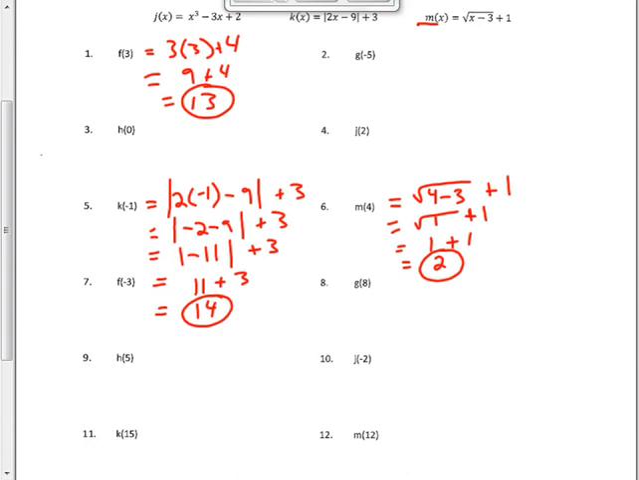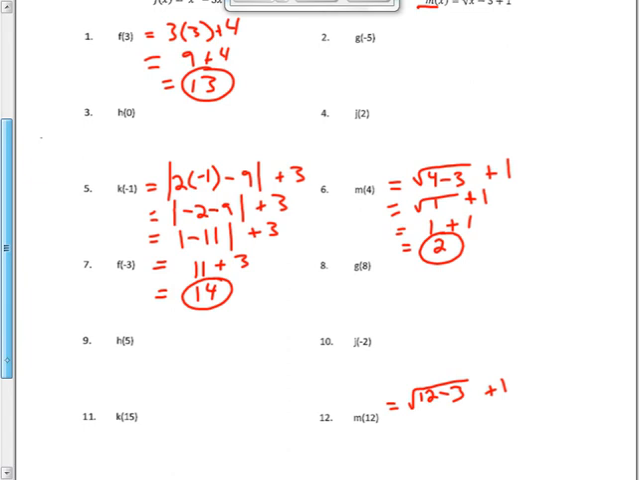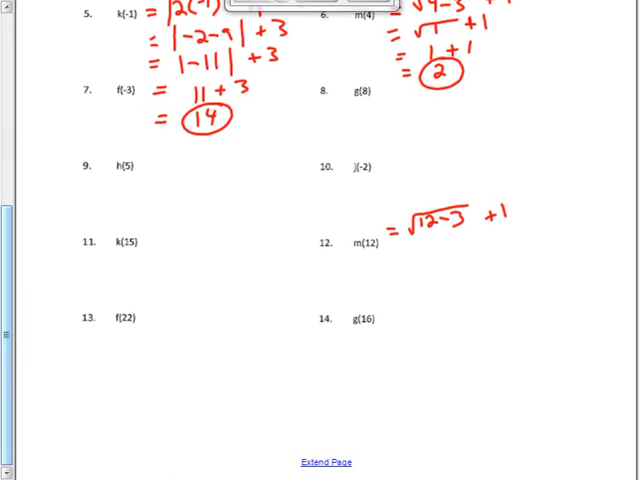So same thing happens. Let's jump down here quick to number 12. I'll plug the number in, and then I'll pull the screen up a little bit. So I've got the square root of 12 minus 3 plus 1. 12 minus 3 is 9, plus 1. And then the square root of 9 is 3, plus 1. And 3 plus 1 gives me an answer of 4.